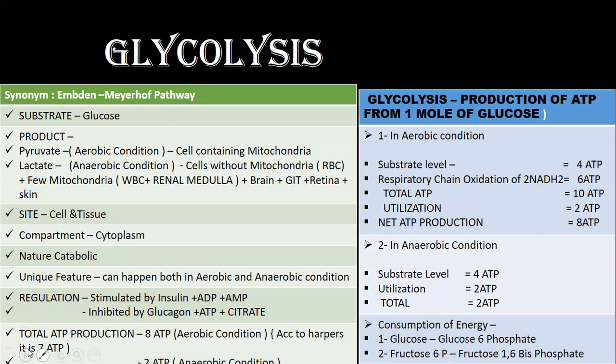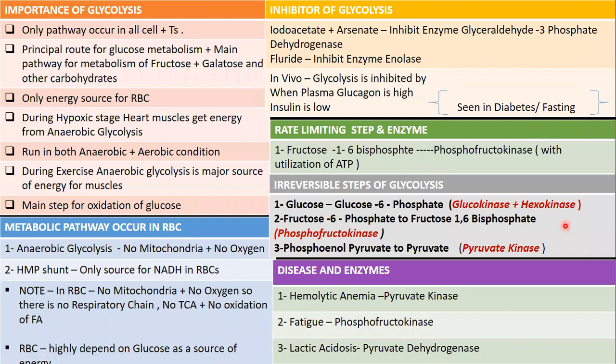Now, moving forward, what are the importance of the glycolysis or EM pathway? First, glycolysis is the only pathway that occurs in all cells and all tissues. Second point, it is both the principal route for glucose metabolism, plus it is the main pathway for metabolism of fructose, galactose, and all other carbohydrate products. Then glycolysis is the only source of energy for RBCs.